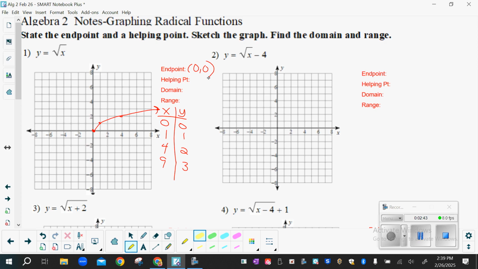A helping point can be any other point on there. Since I have a bunch of other points, I'm just going to pick the point 4, 2. You don't have to pick that one. You can pick any other point.